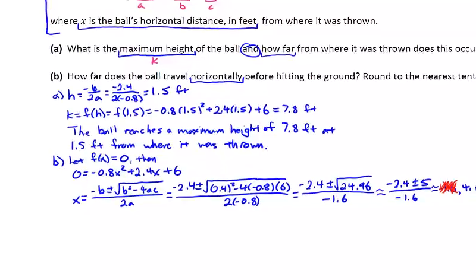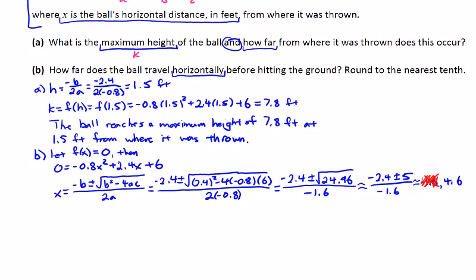So going back, we know that 4.6 makes far more sense than the negative 1.6. So we'll make a little sentence. The ball travels approximately 4.6 feet horizontally before hitting the ground.